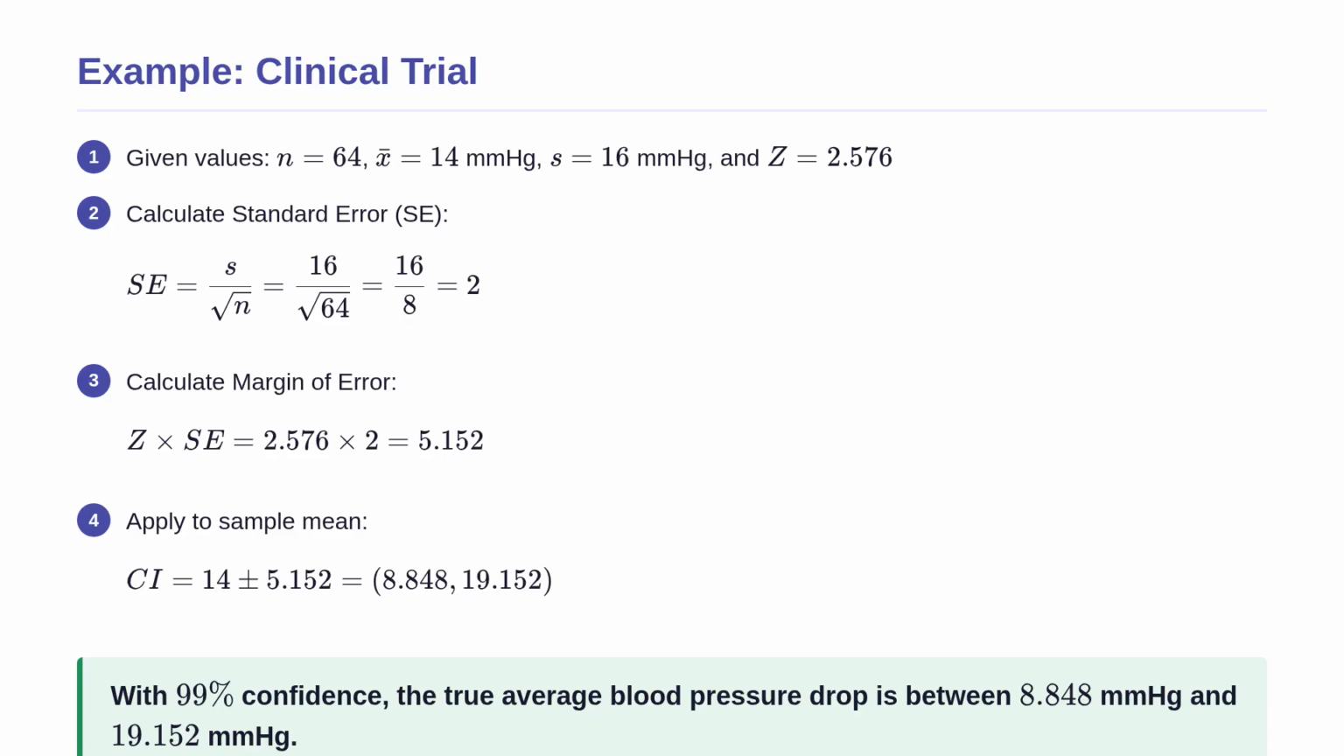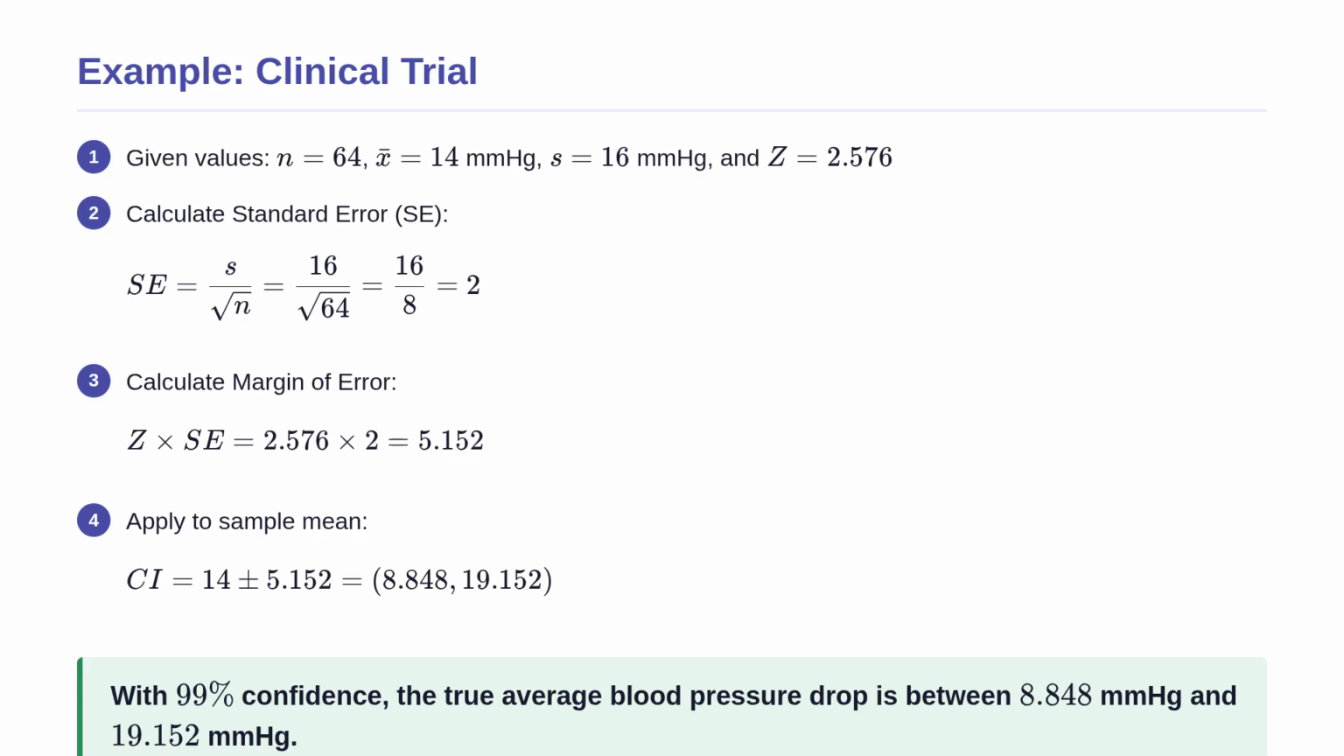Let us look at a slightly more complex medical example. A company tests a blood pressure drug on 64 patients. The average drop is 14 millimeters of mercury, with a standard deviation of 16. They need 99% confidence, so the z-score is 2.576. We divide the standard deviation, 16, by the square root of 64, which is 8, giving a standard error of 2. We multiply this by our z-score to find a margin of error of 5.152.